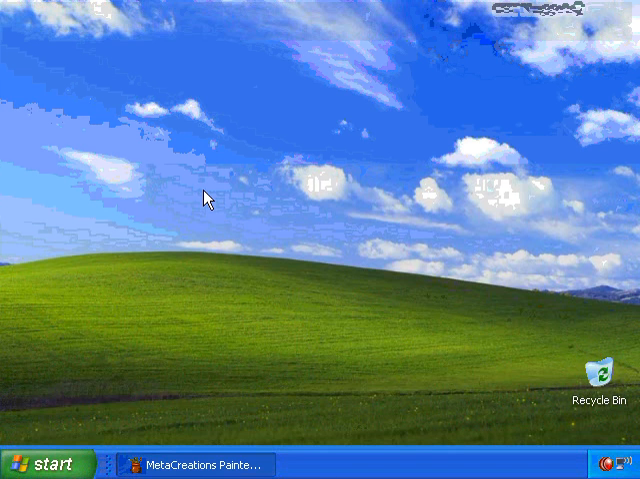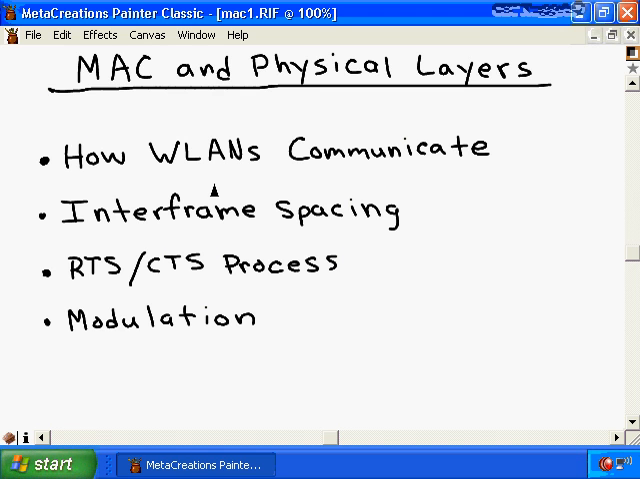MAC and physical layers. In this video, we're going to learn how wireless LANs communicate, meaning how a wireless station actually sends data wirelessly to the wireless access point and receives data from the wireless access point.